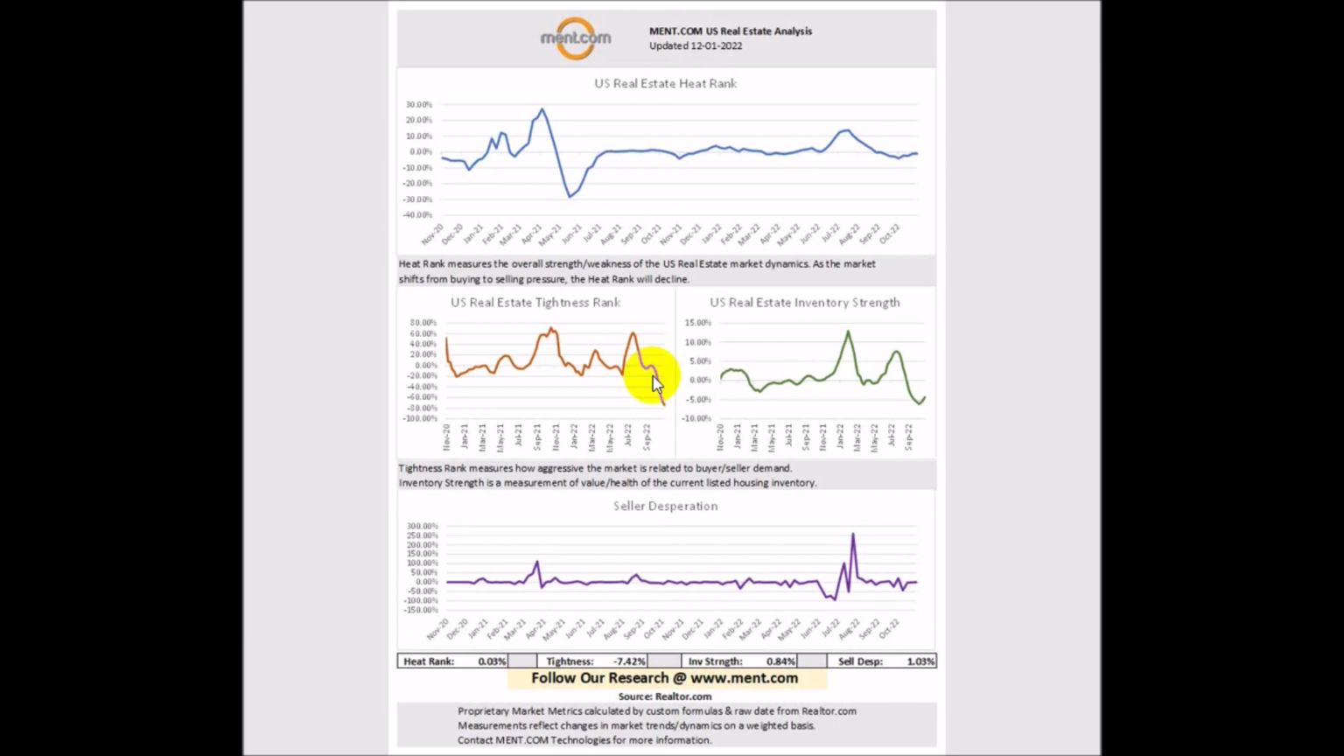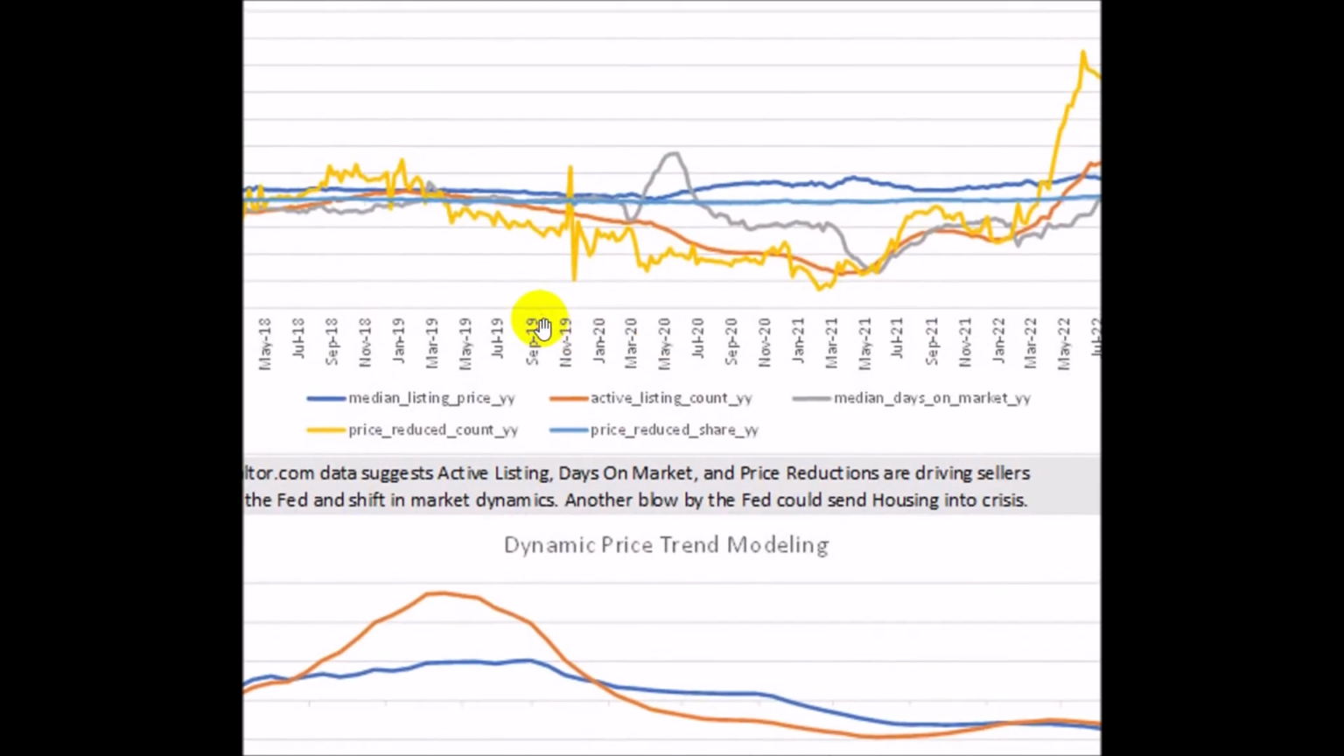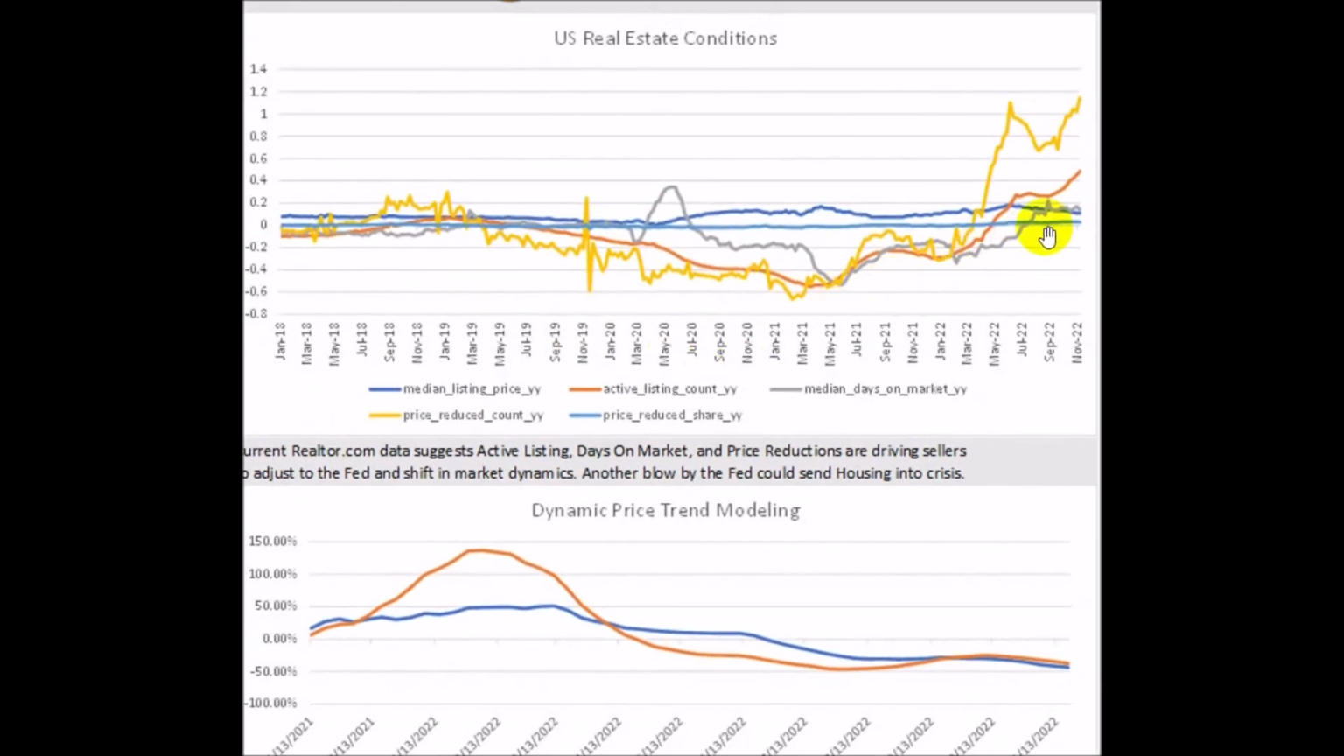And it really depends on what happens with overall demand and the Fed. So right now we don't have any real warning in real estate other than the fact that prices are declining. They're still positive. Let me come back over here and highlight right here. So this price factor right here, blue line, is still positive. Year over year, it's still positive. We haven't seen it move negative.